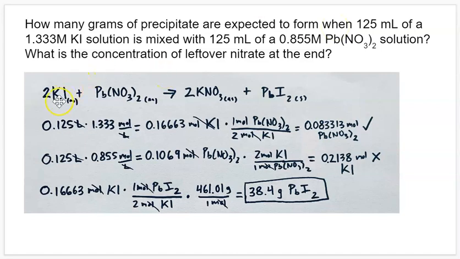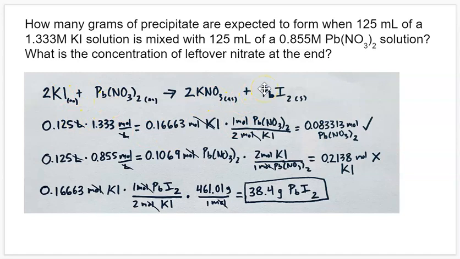So first, let's write our balanced chemical equation. These are both ionic compounds, so this is going to be a double replacement reaction. Potassium iodide is going to react with lead-2 nitrate to form potassium nitrate and lead-2 iodide, and it's going to be in a 2:1 ratio.